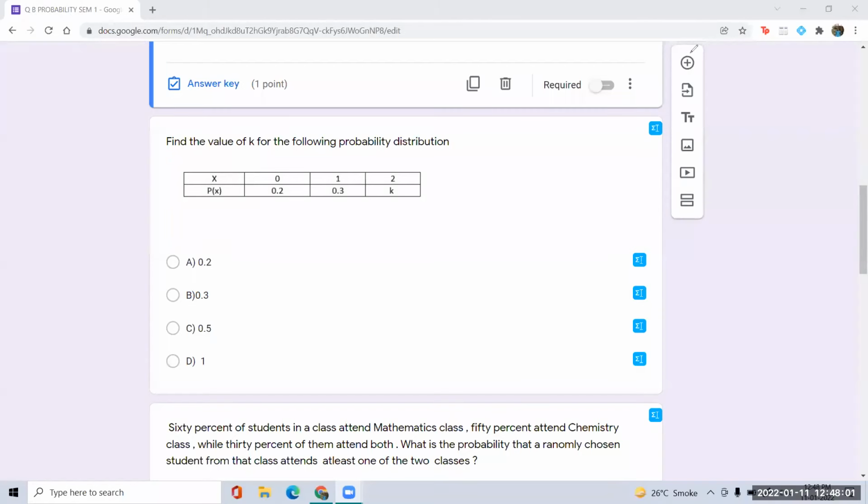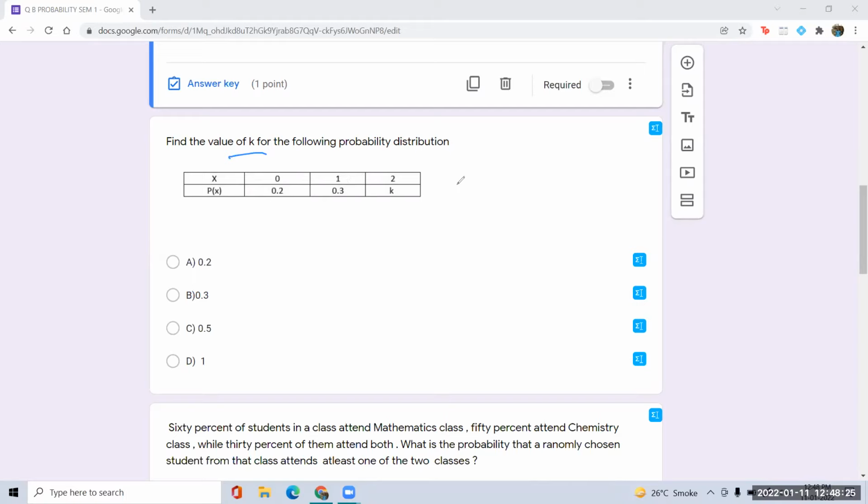Next problem is about the probability distribution function, PDF. The probability distribution function over here is given to you. X is taking the value 0, 1, and 2, and P of X is taking the value 0.2, 0.3, and K. You are supposed to find the value of K.